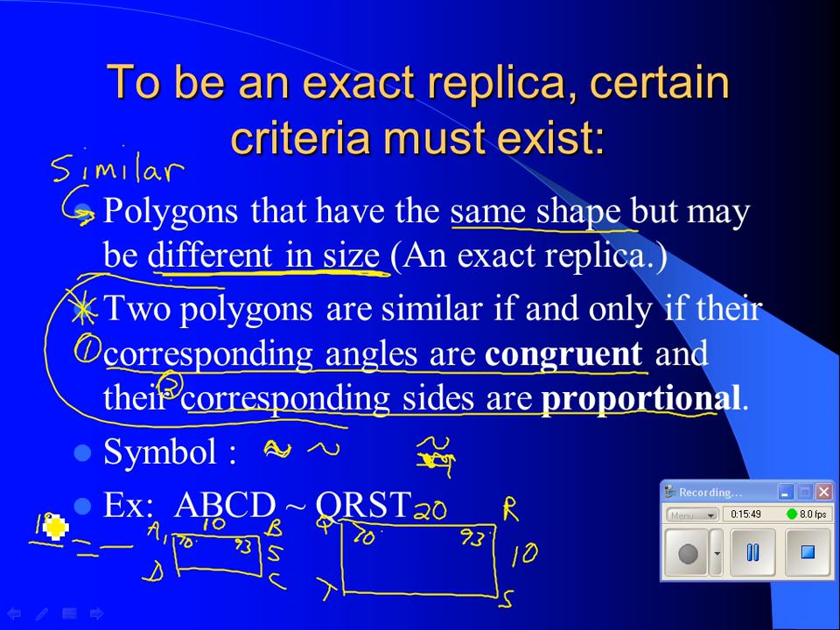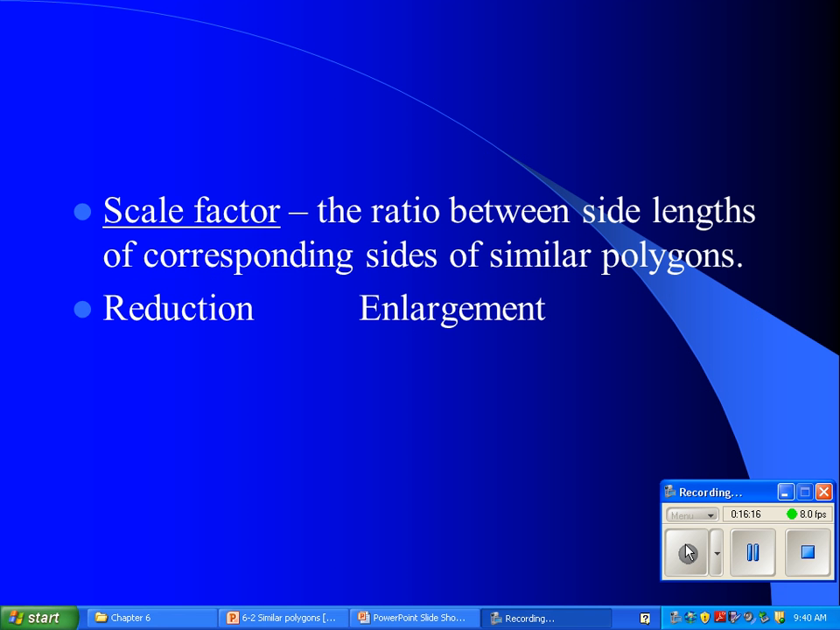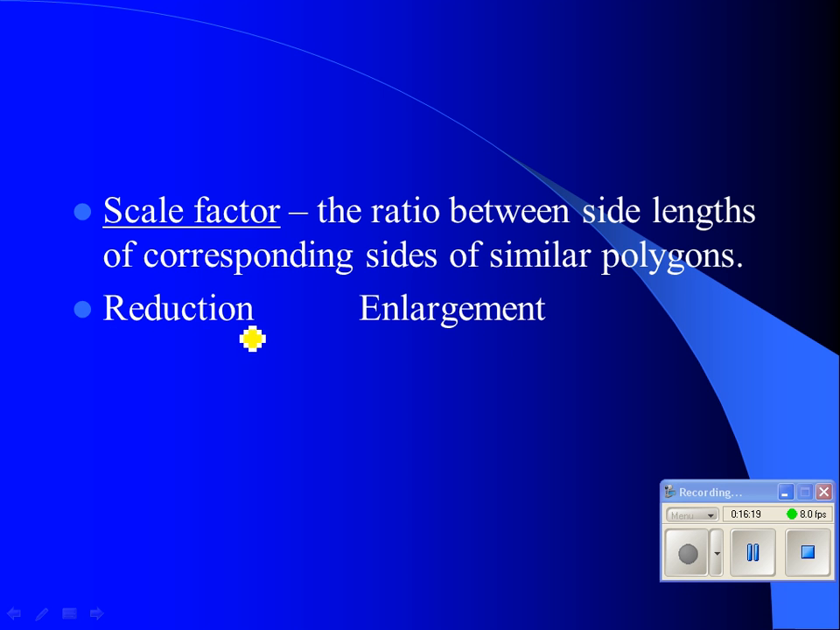So 10 has to compare to 20. This compares to this, the same as this compares to that. So 5 compares to what you just told me was 10 there. Sides are proportional. Corresponding angles are equal or congruent with each other. Go ahead and write this down. We're going to talk about scale factor. We're going to write some stuff under reduction and enlargement here in just a minute.